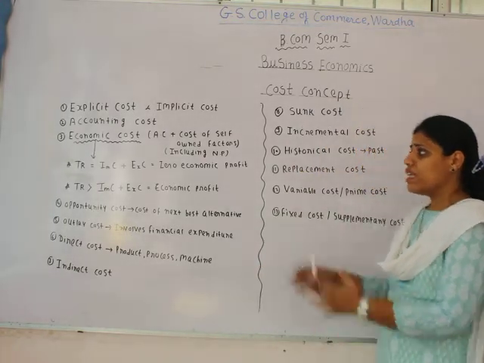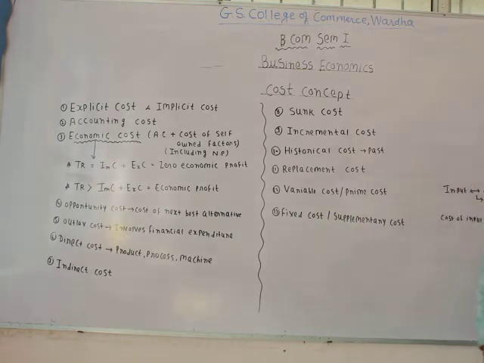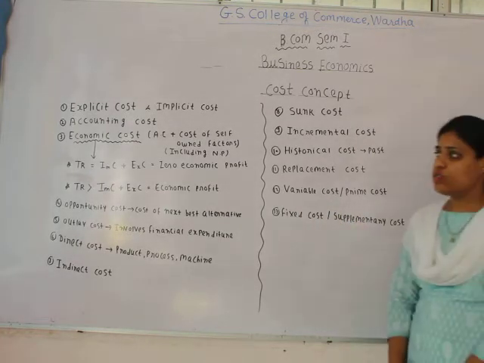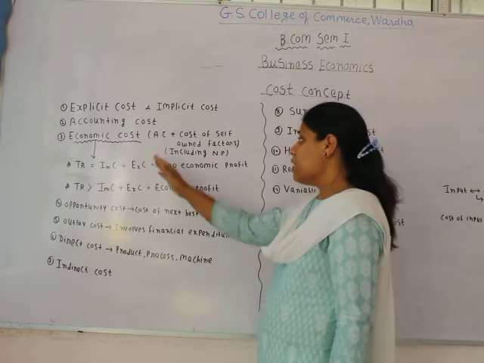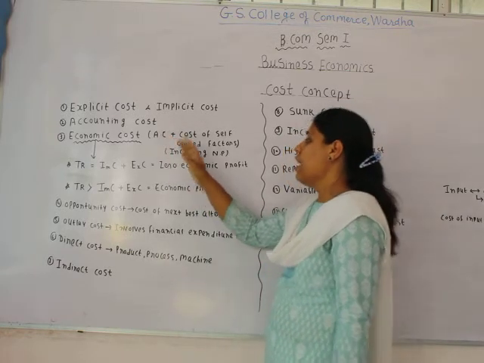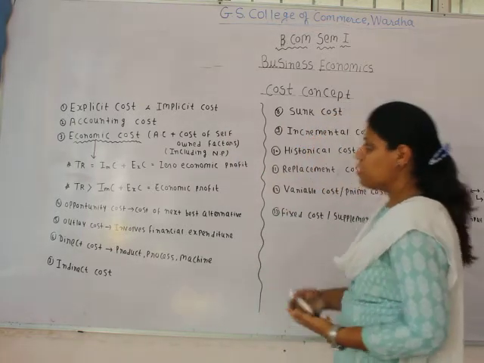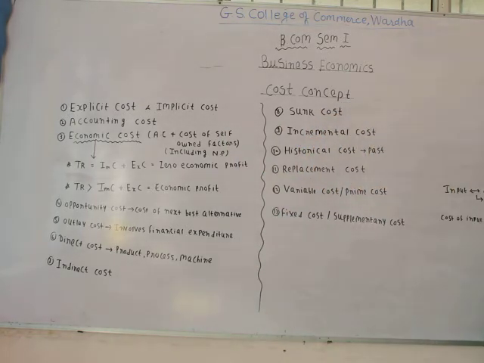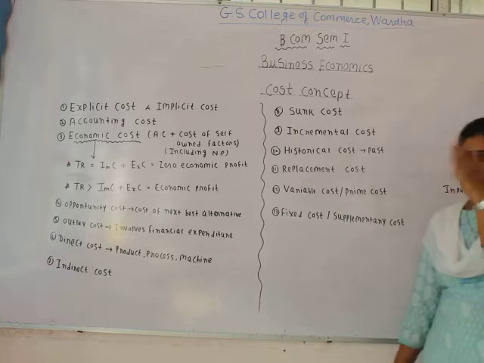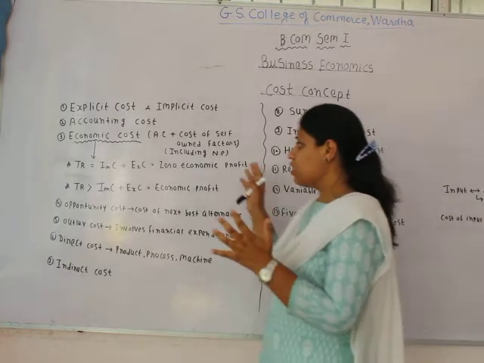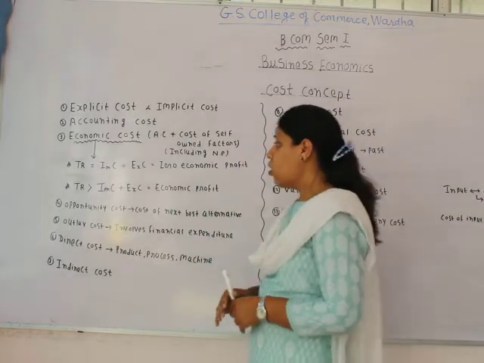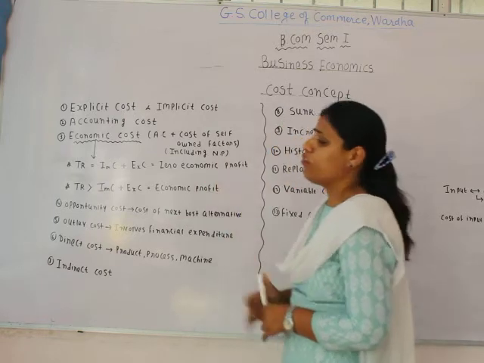The next one is economic cost. Economic cost is the summation of accounting cost and the cost of self-owned factors, which means the implicit cost. So economic cost includes both explicit cost as well as implicit cost. And economic cost also includes normal profit.